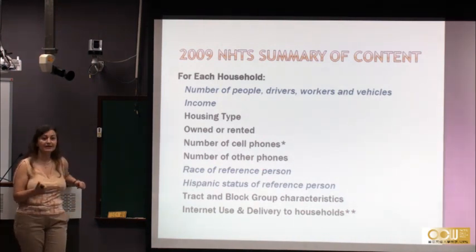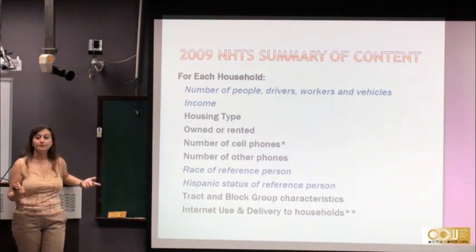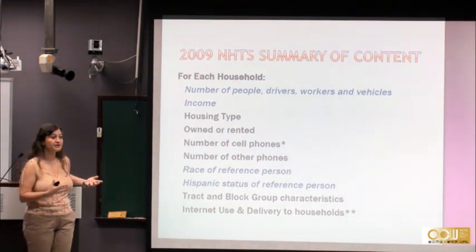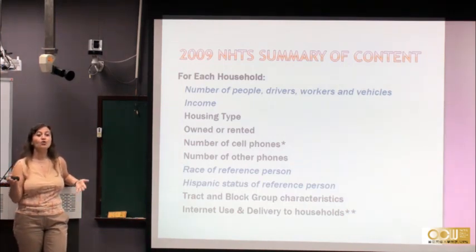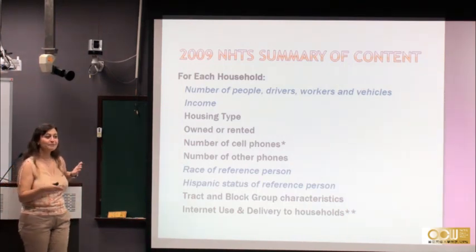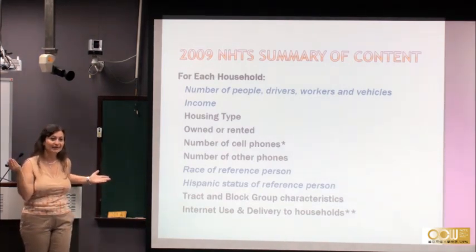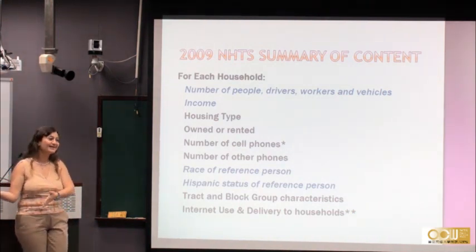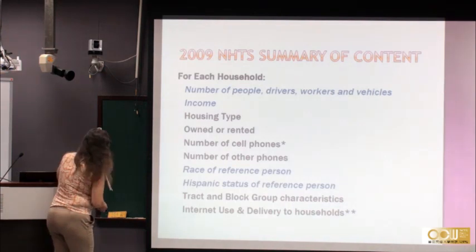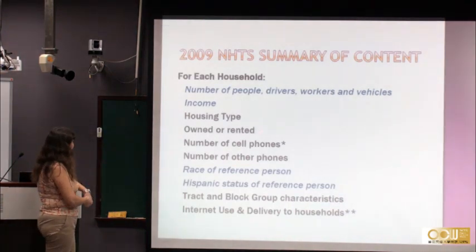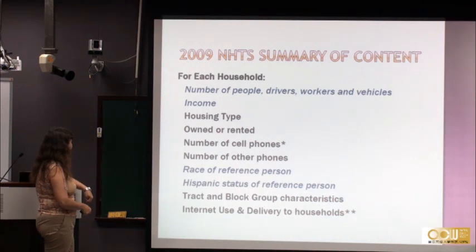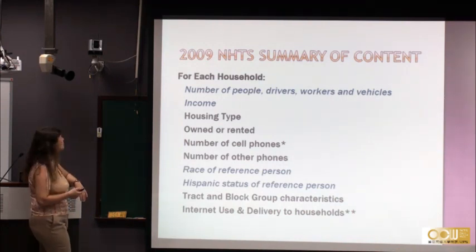For example, if you are Hispanic or Asian, all this is important because we want to know how new immigrants are behaving. For example, Asians tend to own fewer cars and to drive less, but they adapt to American life quite quickly. After 5 years, they act like Americans. So they have two cars, they drive everywhere, and they eat junk food. Then there is the block group characteristic, I don't know what it is, and internet use and delivery to households. So if you are doing a lot of e-commerce and so on. So this is the household, all the information on the household.